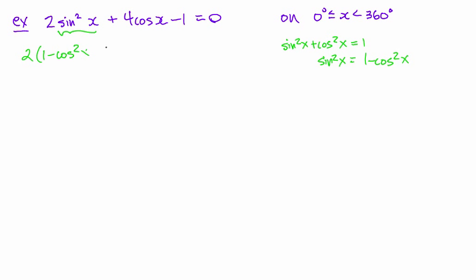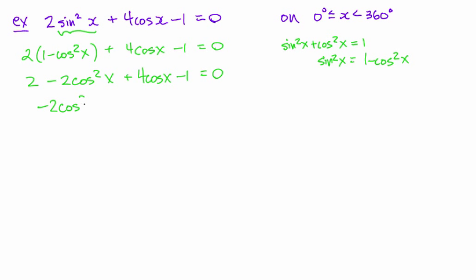So everything else stays the same. I do the distributions. Everything else stays the same. And now I'll put it into degree order. So the cos squareds first, the cos is next, and -1 and +2 is +1.